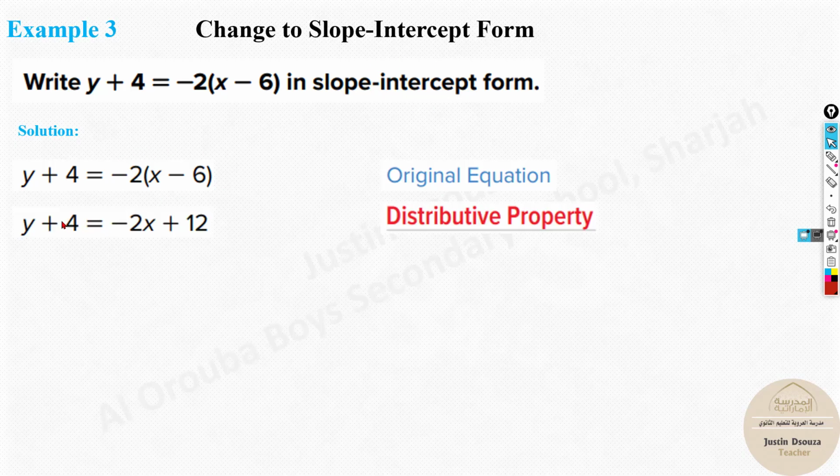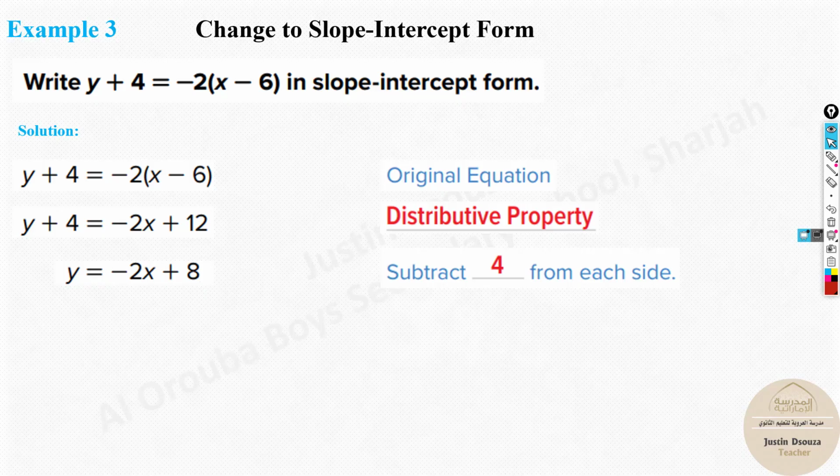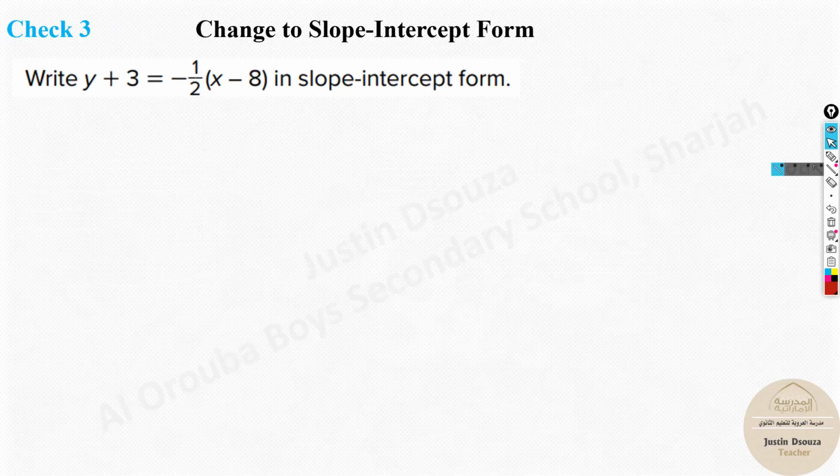Multiply this inside. Minus 2 is multiplied with x, it will be negative 2x. Multiplied with minus 6 would be positive 12. And then 4 to the other side will be minus 4, and you will have y equals negative 2x plus 8. This is the slope-intercept form. That's it. Because it's y equals mx plus b, the slope is minus 2 here and the y-intercept is 8. That's the answer.